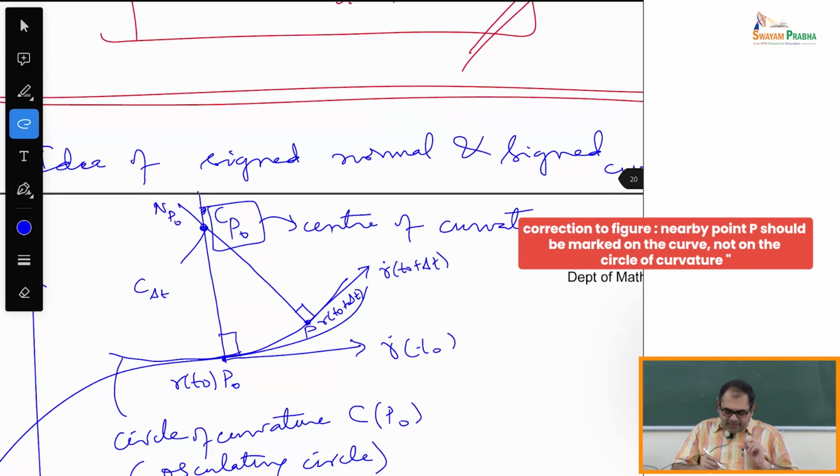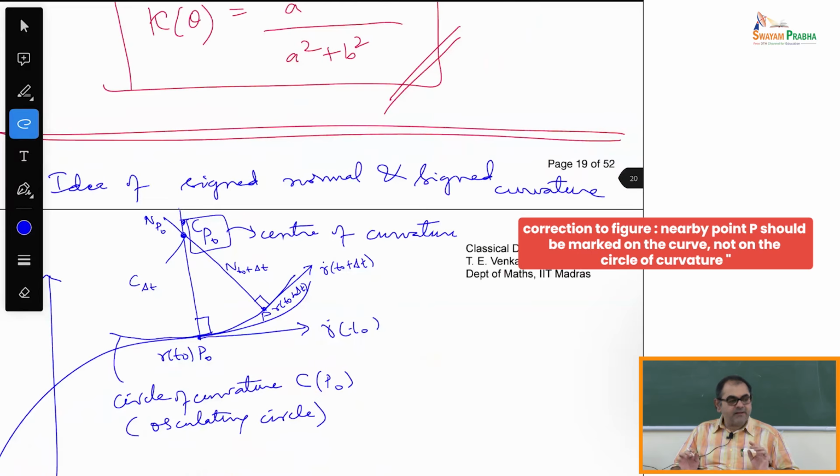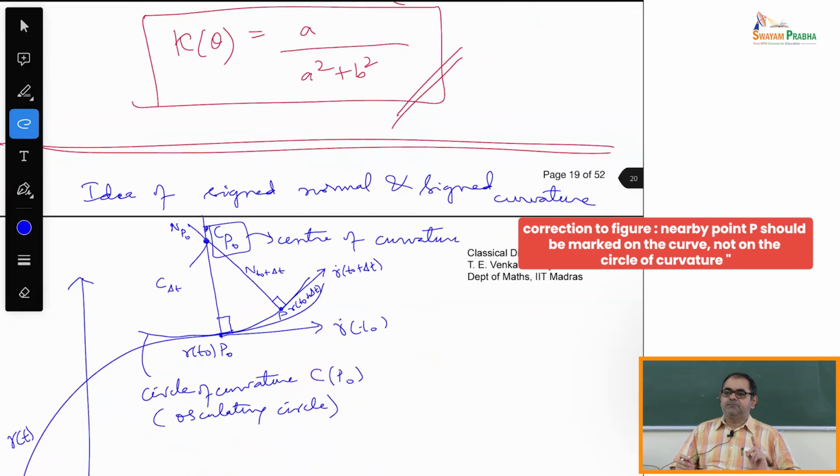We got this formula geometrically by applying simple plane analytic geometry and calculus. Of course, this normal is the normal at t naught plus delta t. But anyway, the point I want to make is that when we tried to write this down as a vector equation, there was a necessity to introduce this business of signed normal and signed curvature.